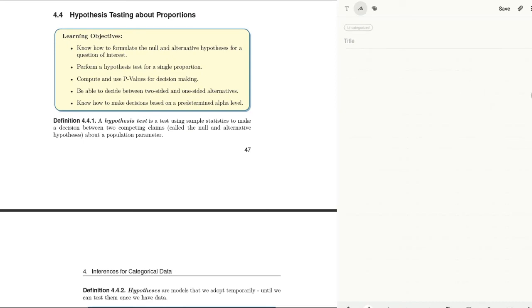In this video we will talk about hypothesis testing and the components of a hypothesis test in detail. Now, hypothesis testing is typically used when we want to determine whether a population parameter has changed from the past, and it enables us to make a decision between two competing claims which are called hypotheses. Hypotheses are models that we adopt temporarily until we can test them once we have the collected data.